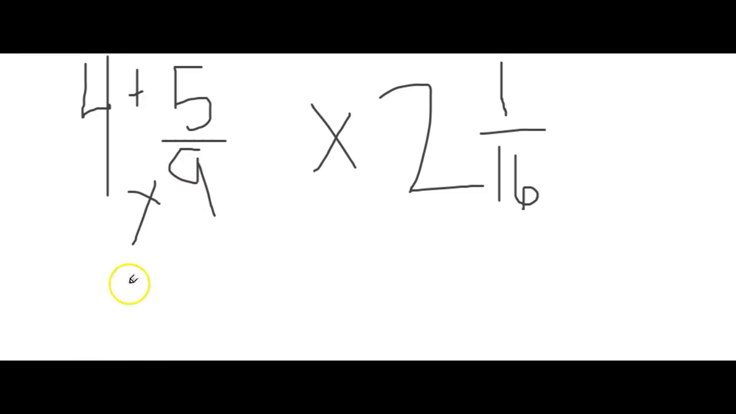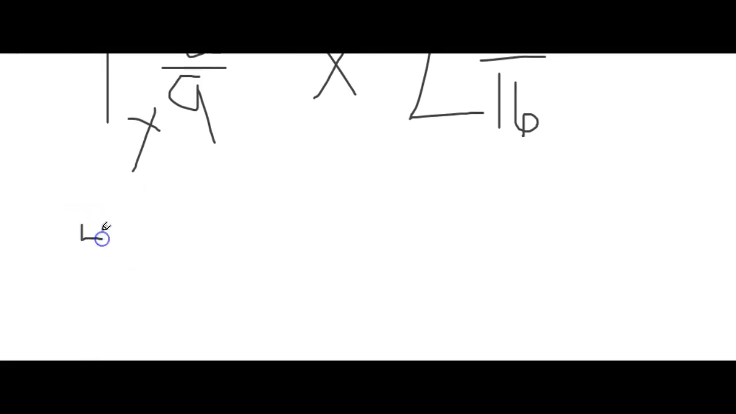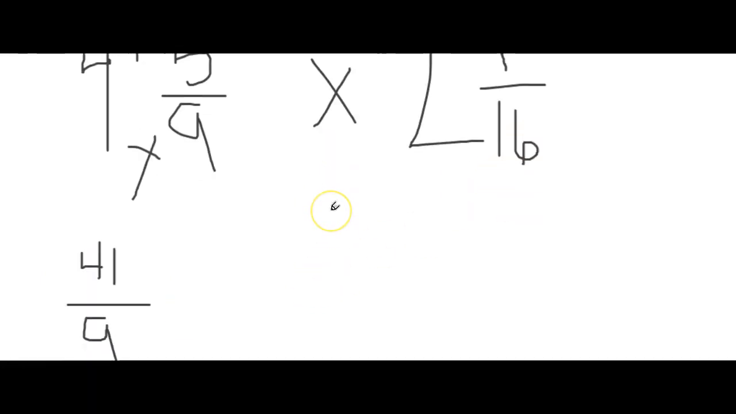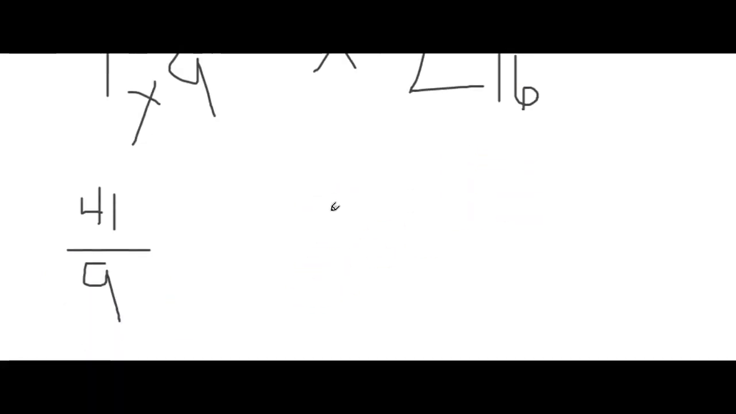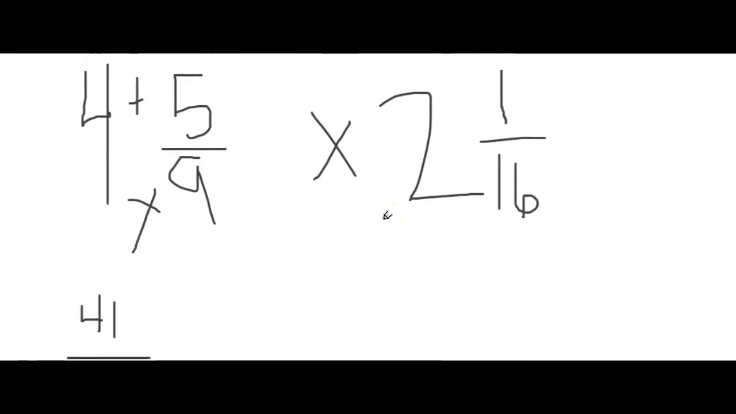Alright, so remember, it's multiply, then add. So 9 times 4 gives you 36. 36 plus 5 gives you 41 over 9. Here you have 2 times 16. 2 times 16 is 32. 32 plus 1 gives you 33 over 9. I'm sorry, not 9. I was looking at the other denominator. That's over 16.